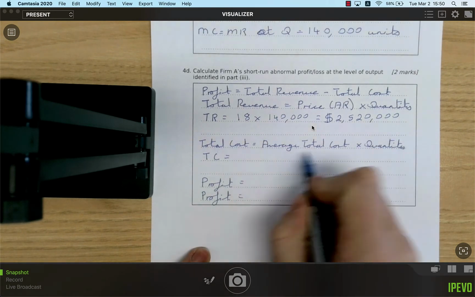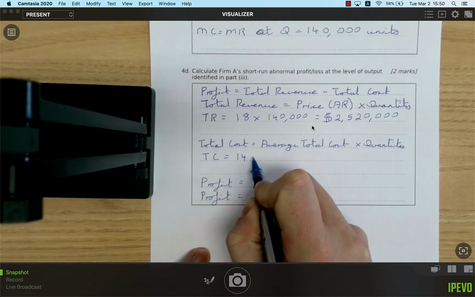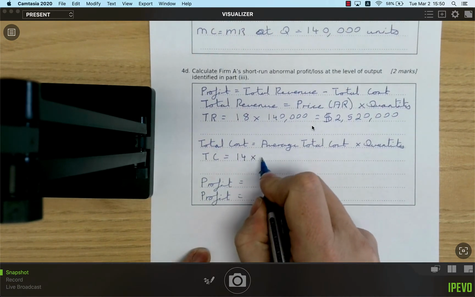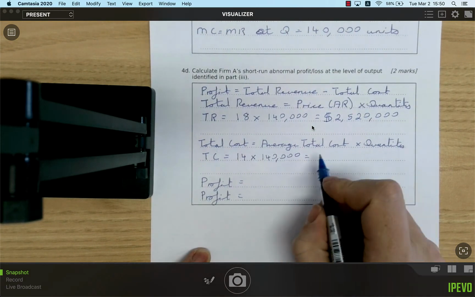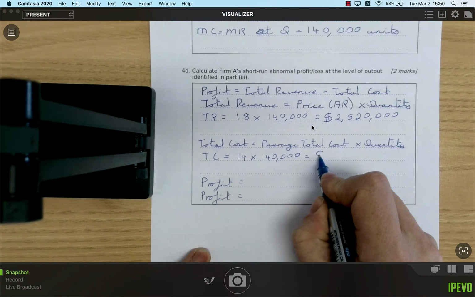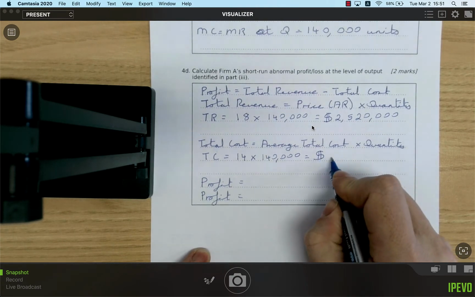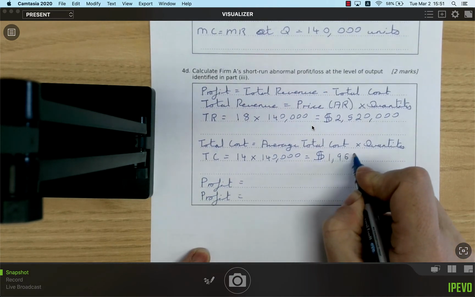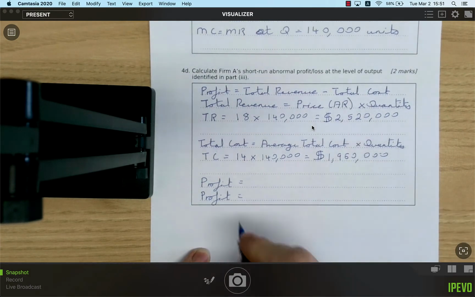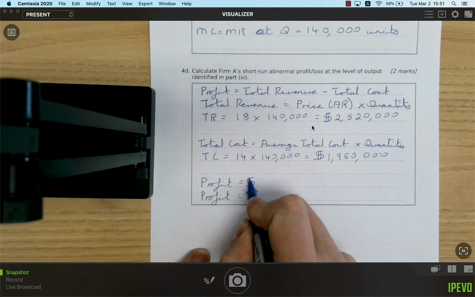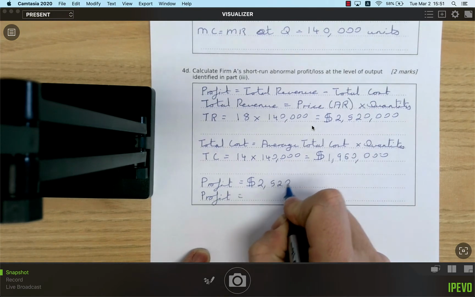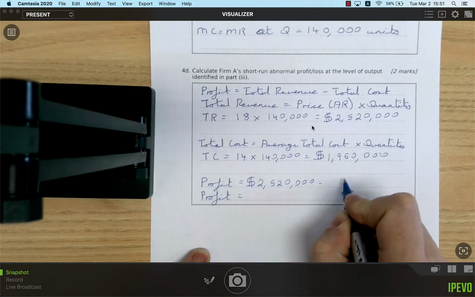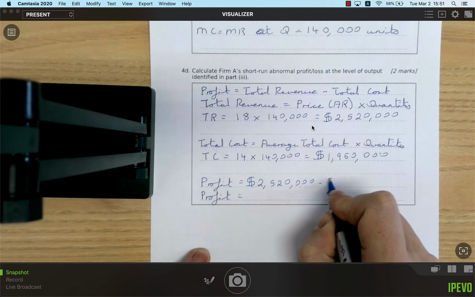Okay, so therefore what we've got to do is write down the average total cost. We've just worked out that it is 14 multiplied by 140,000 units. Because if each one costs 14 and we're making 140,000 units, we have to multiply the two by each other, and we get 1,960,000. So therefore, our profit now is our total revenue, which is 2.52 million, minus our total cost, which is just up there.